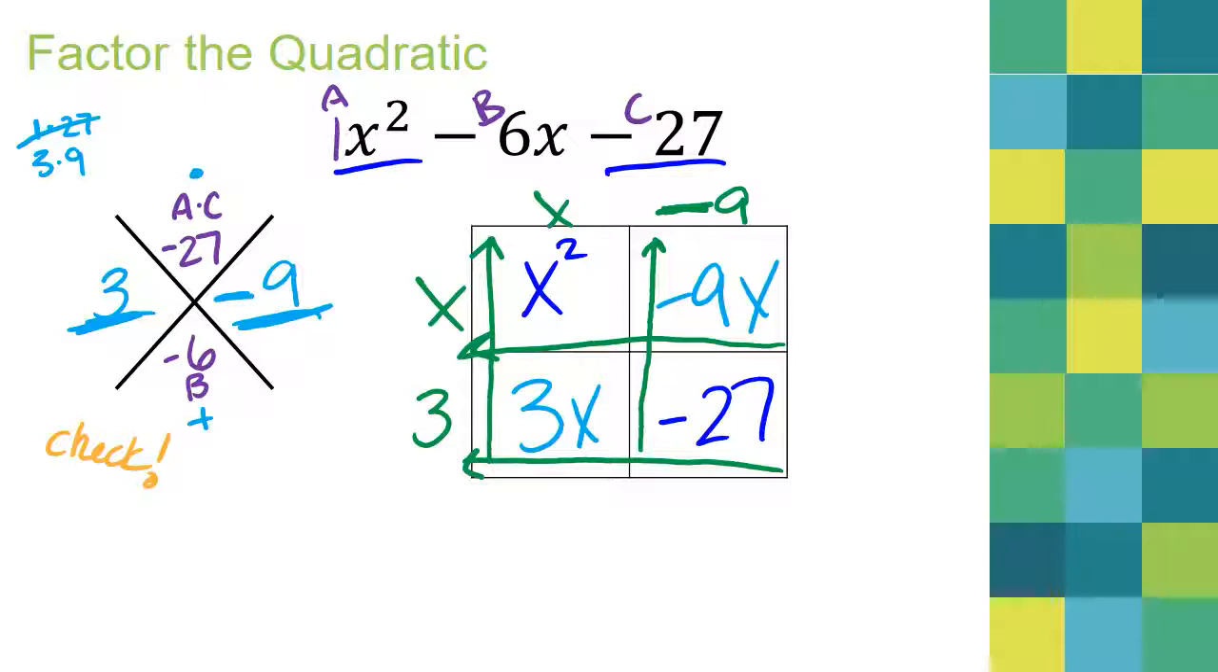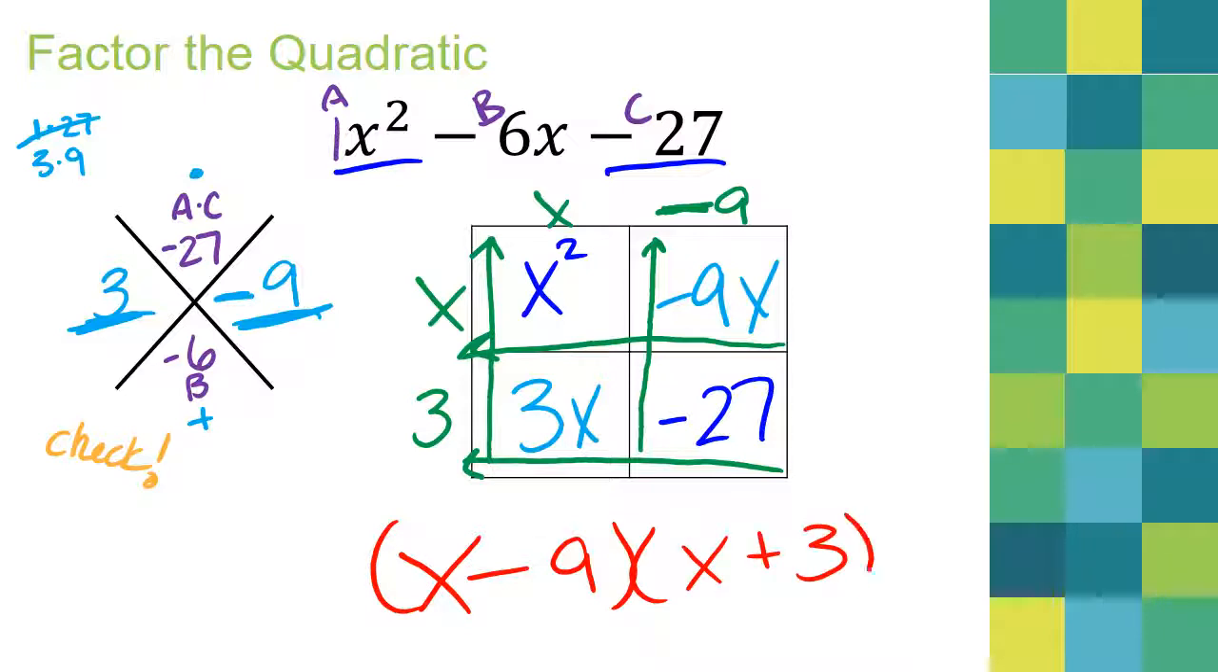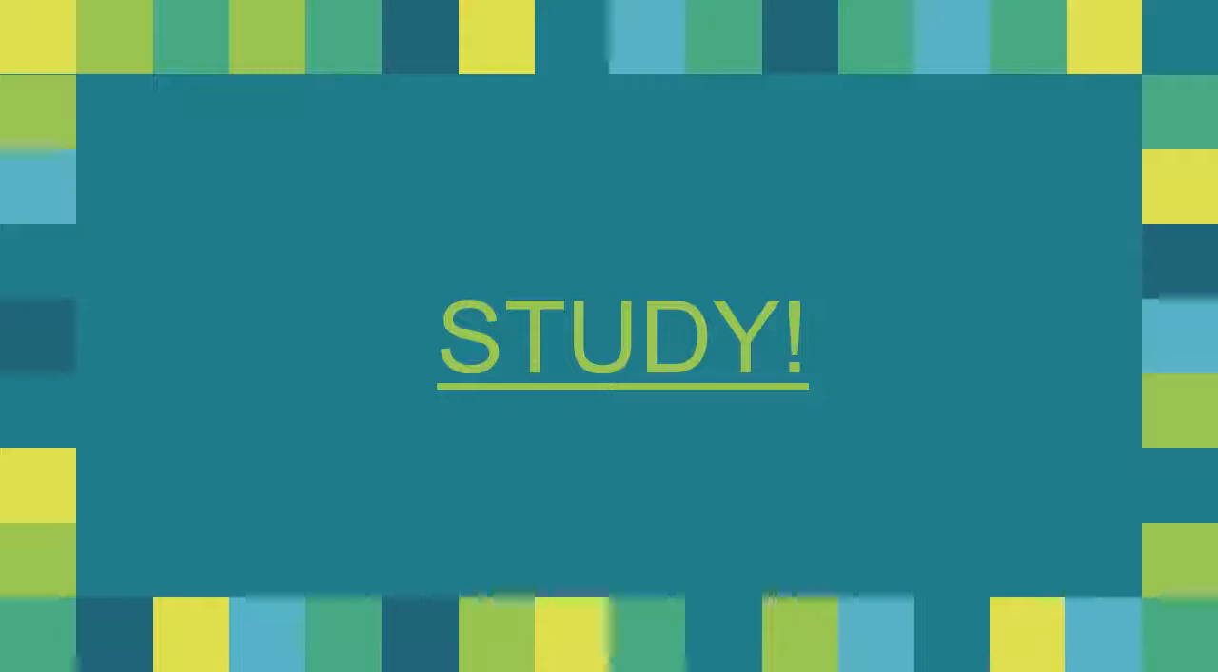So let's write it out as a final answer. I've got an x minus 9 and an x plus 3. Those come from the top of my columns and the side of my rows. So the box is just like grouping. It's just organized a little differently.